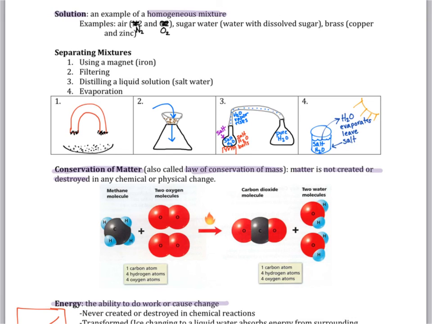While they have rearranged to create a carbon dioxide molecule and 2 water molecules, we still have 1 carbon atom, 4 hydrogen atoms, and 4 oxygen atoms. We have conserved the mass of what we began with and still have it at the completion of this chemical reaction.